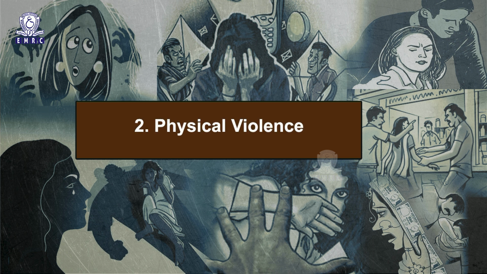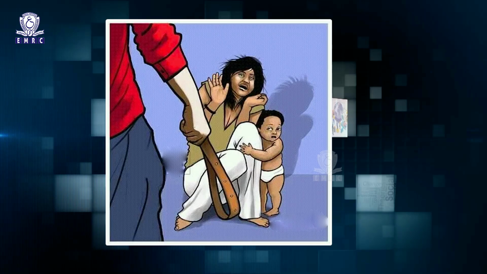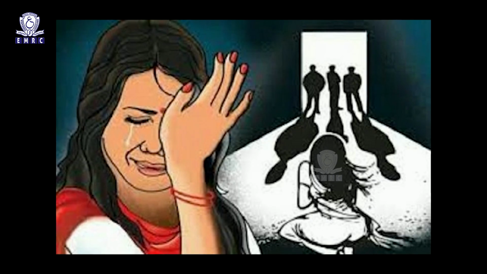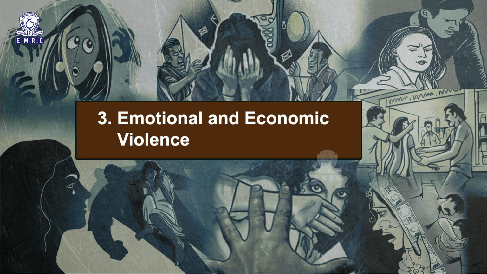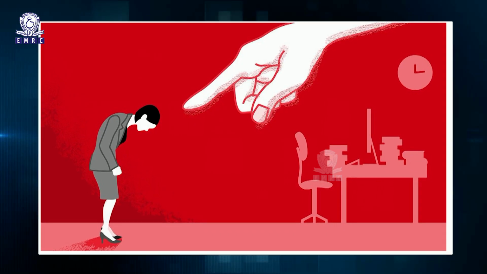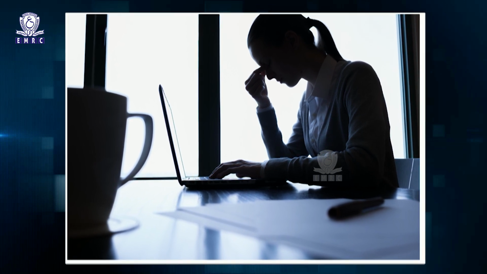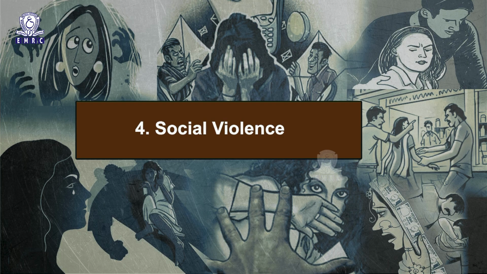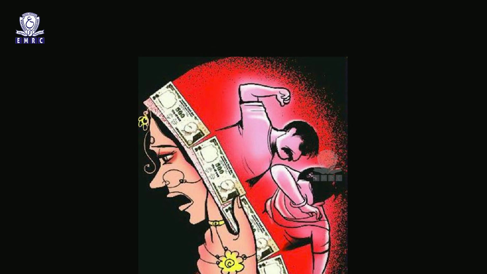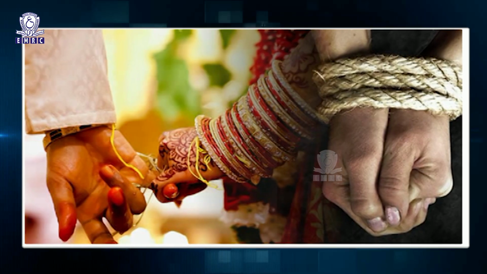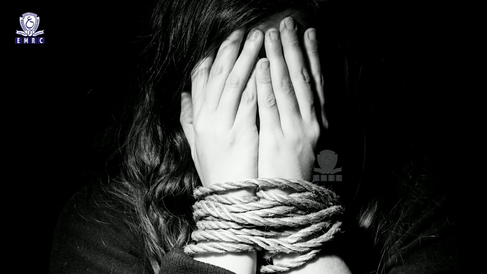Second one is physical violence, which includes domestic violence, dowry deaths, wife battery, sexual abuse, and ill treatment of widows and elderly women. Third is emotional and economic violence, which includes insulting, and not being allowed to engage in any legitimate work or practice any profession. Next one is social violence, which includes female feticide, eve teasing, demanding dowry, honor killing, marriage by abduction or forced marriage, forced prostitution, trafficking of women, etc.